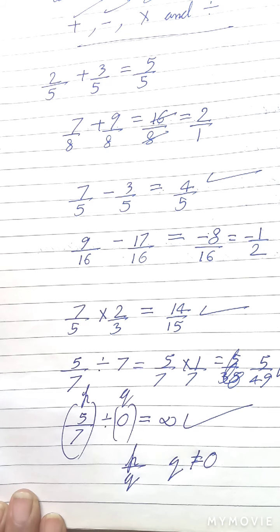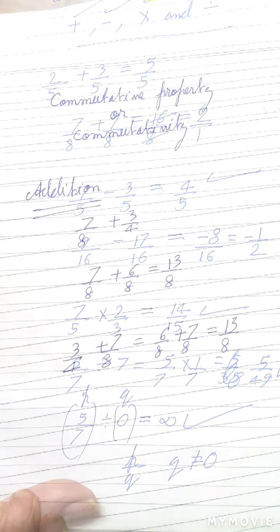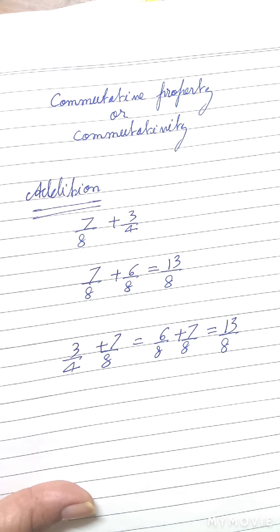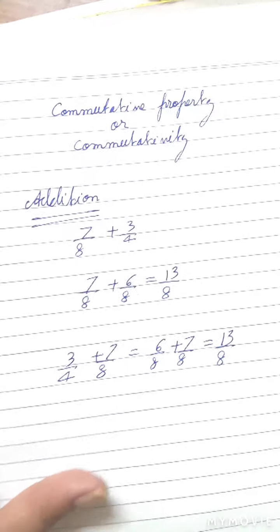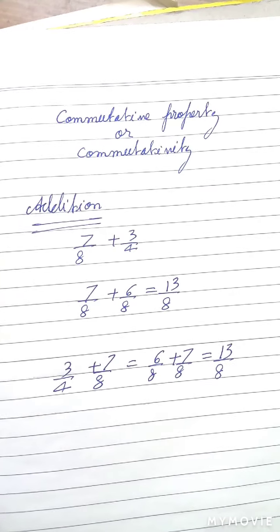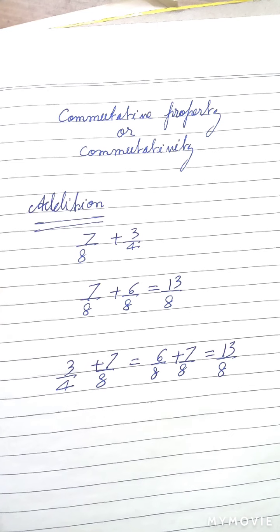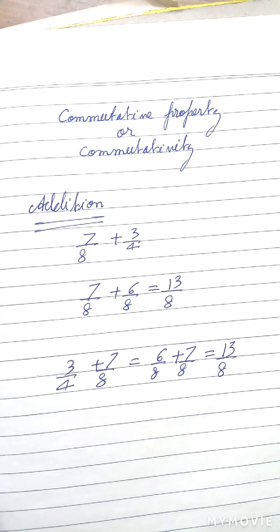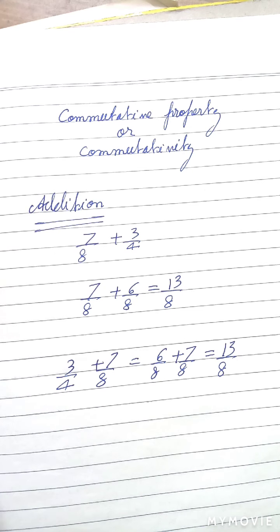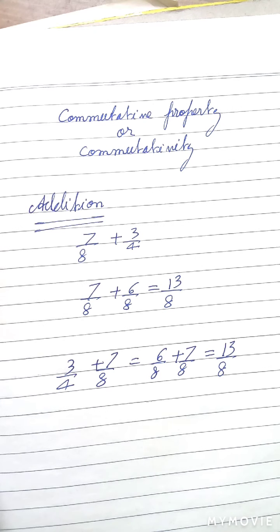Let's move on to the commutative property. Now let us understand the commutative property or commutativity. It says that if we add, subtract, multiply, or divide any two rational numbers in any order, and if the answer is the same, then we say that that particular operation obeys the commutativity. Let us understand.